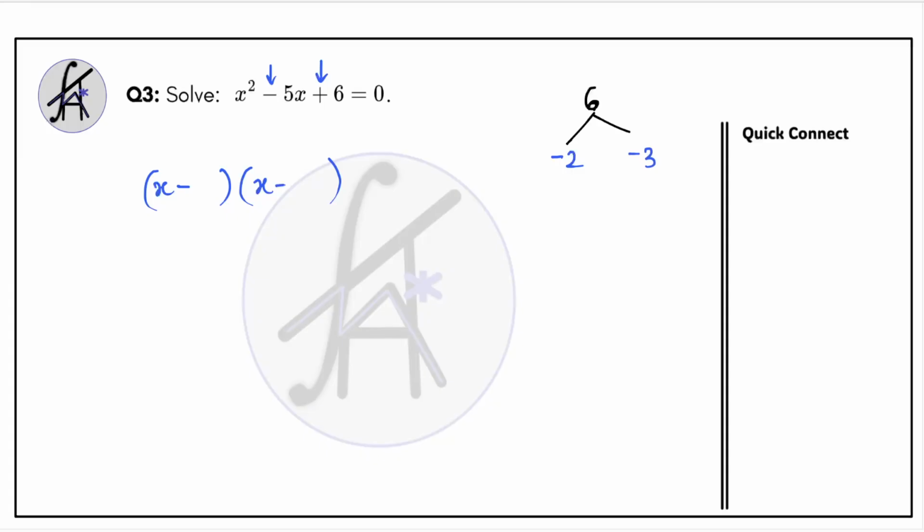So just write 2 and 3 here, and that is what your answer is. A negative 3 and negative 2 add to give you minus 5 and multiply to give you 6.